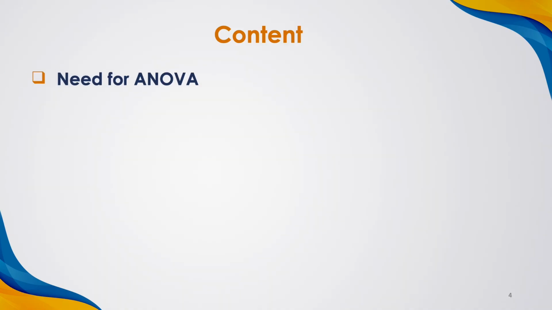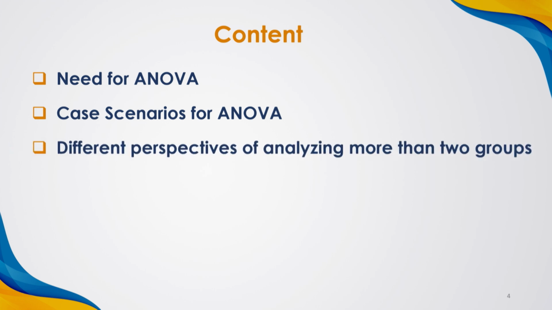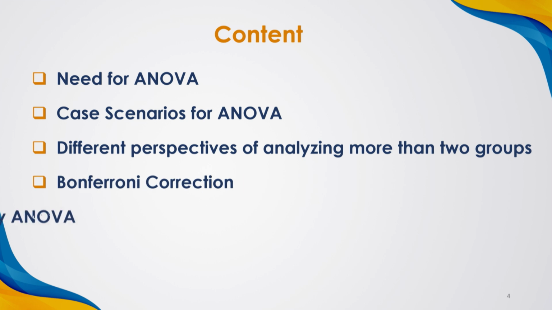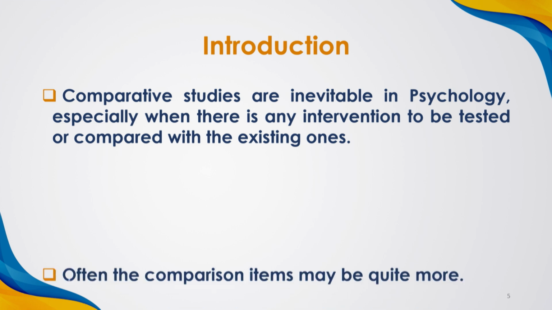Let us begin with the basics of one-way ANOVA. We will discuss the need for ANOVA, case scenario for ANOVA, different perspectives of analyzing more than two groups, Bonferroni correction and one-way ANOVA. To begin with, comparative studies are inevitable in psychology or behavioral sciences, especially when there is any intervention or new devices to be tested or compared with the existing ones.